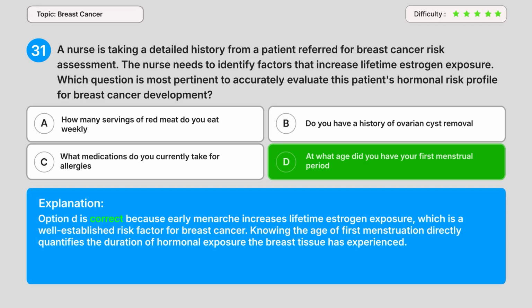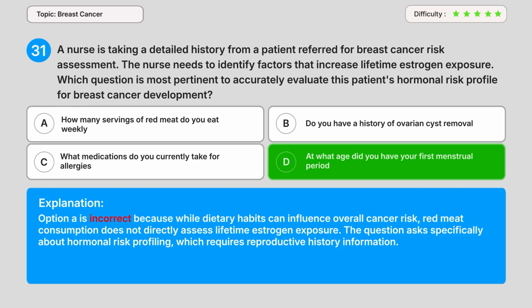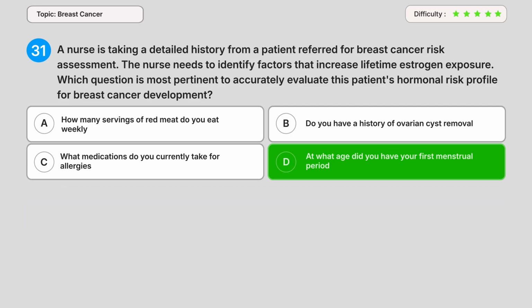Explanation. Option D is correct because early menarche increases lifetime estrogen exposure, which is a well-established risk factor for breast cancer. Knowing the age of first menstruation directly quantifies the duration of hormonal exposure the breast tissue has experienced. Option A is incorrect because while dietary habits can influence overall cancer risk, red meat consumption does not directly assess lifetime estrogen exposure. The question asks specifically about hormonal risk profiling, which requires reproductive history information.